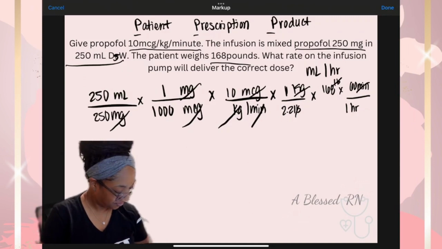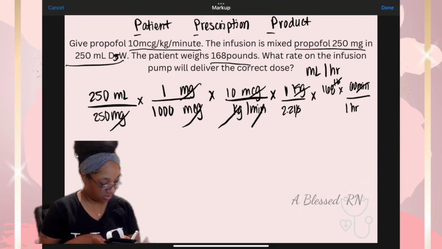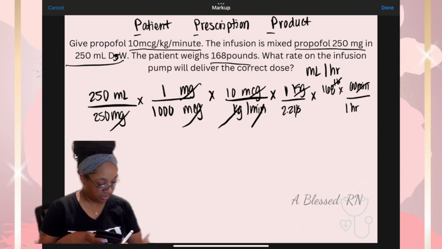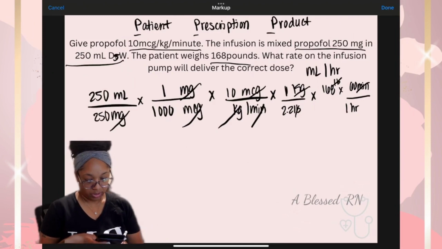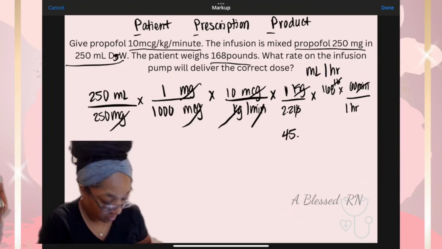All right. Okay, so we're gonna do this problem. 250 and 1 times 10 times 168 times 60, and hit the divide button. 250 divided by 1,000 divided by 2.2. What do you get? 45.81.